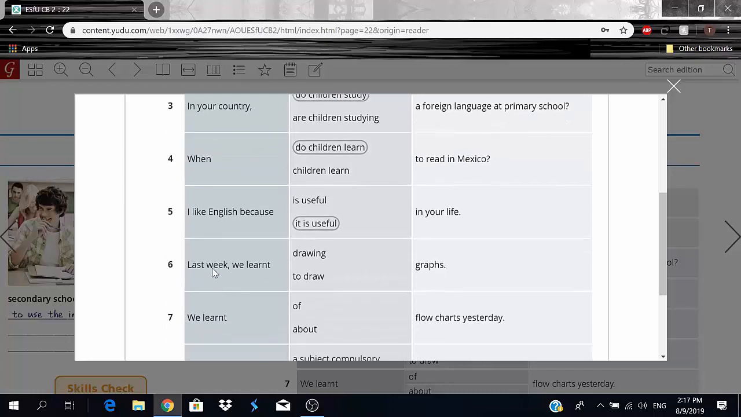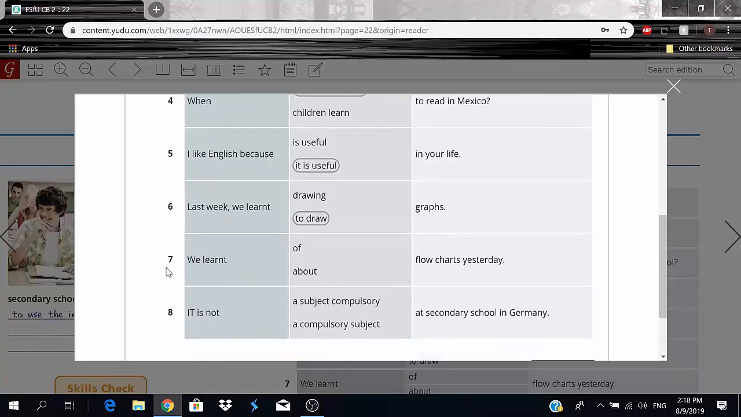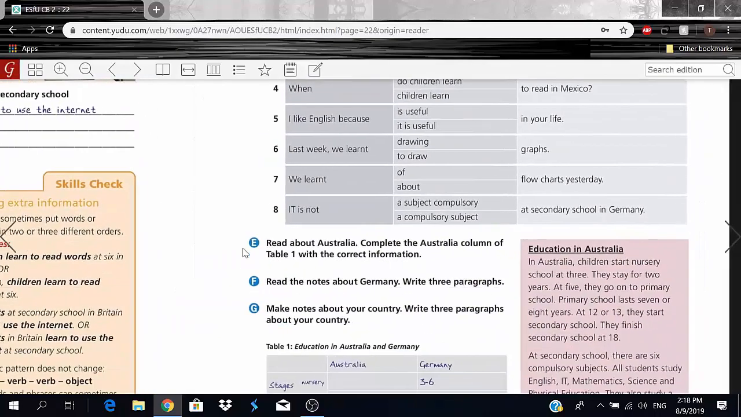Number 6. Last week we learned to draw graphs. To draw graphs. We don't say we learned drawing graphs. Number 7. We learned of flowcharts yesterday. You guys remember about and to, right? So when you learn about something, use about. So we learned about flowcharts yesterday. IT is not a subject compulsory or a compulsory subject at secondary school in Germany. Obviously, that'll be number 2, a compulsory subject at secondary school in Germany. Okay, you guys? Now, let's move on.